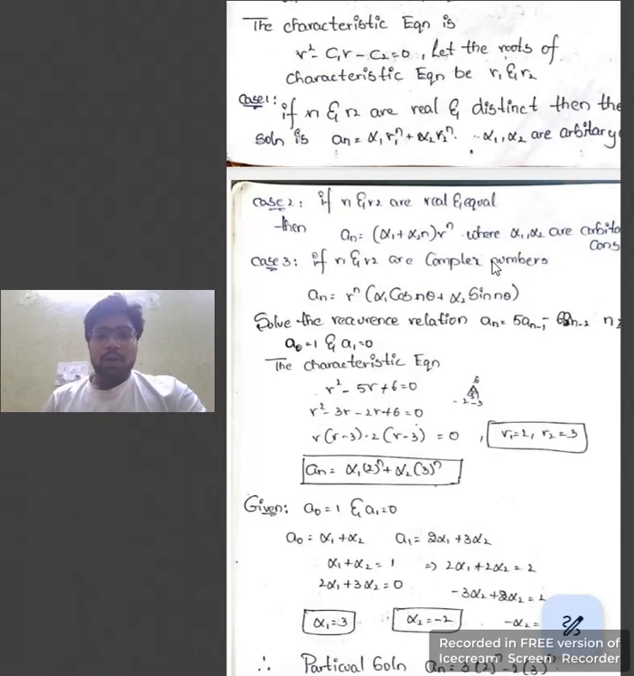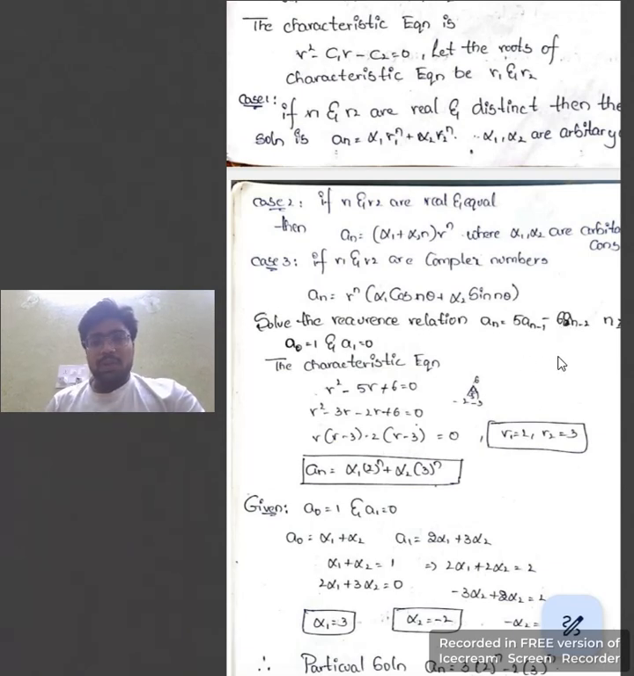Case 3, if the roots are complex numbers, then an equal to r power n of (alpha 1 cos n theta plus alpha 2 sin n theta). We can see the detail by seeing an example. Solve the recurrence relation an equal to 5 a n minus 1 minus 6 a n minus 2.